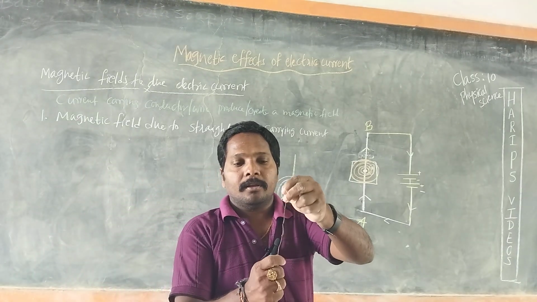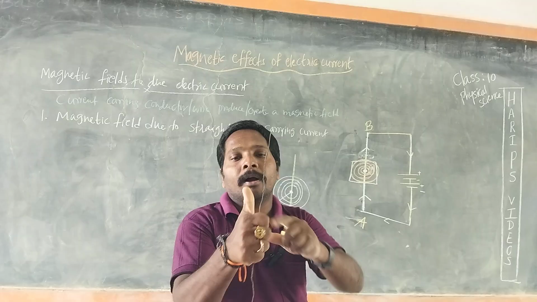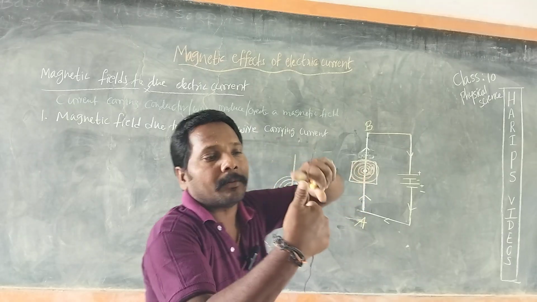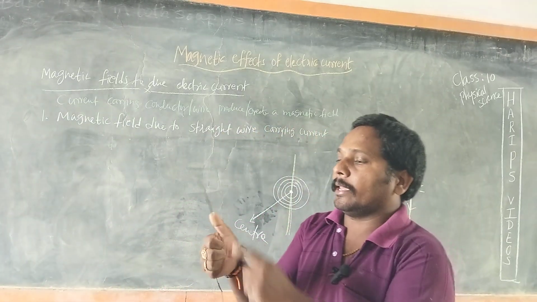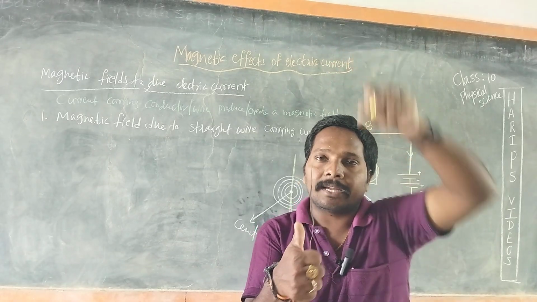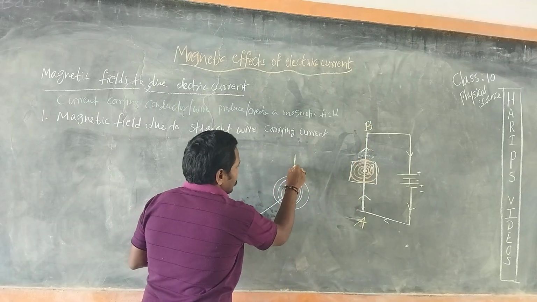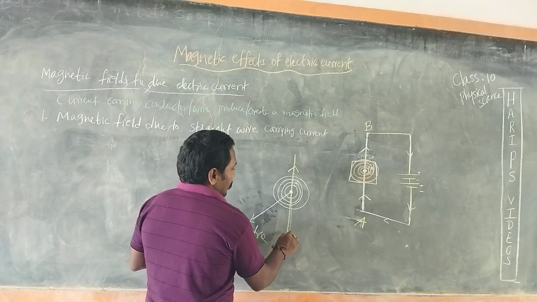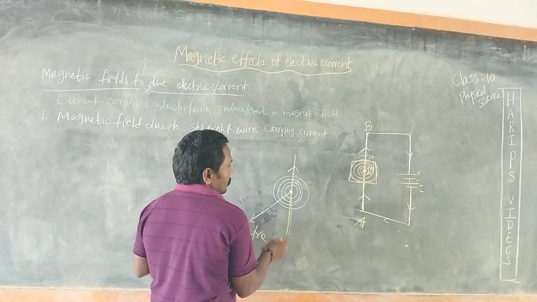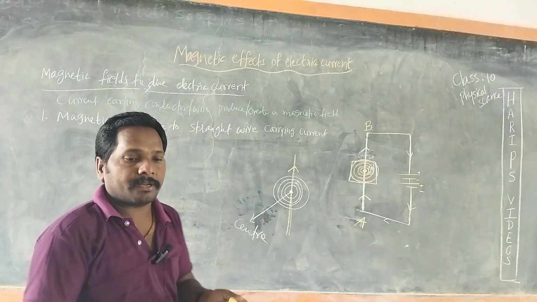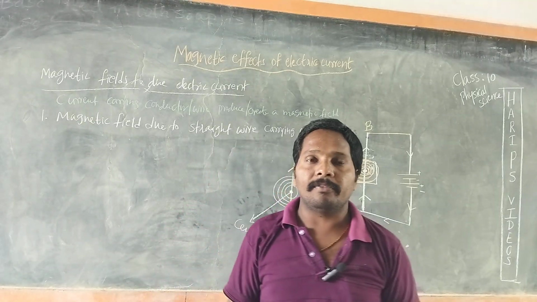So if it is a straight current carrying wire, the direction of the thumb explains the direction of electric current. So here this is the direction of electric current, bottom to top, down to up. In which direction are the magnetic field lines formed?